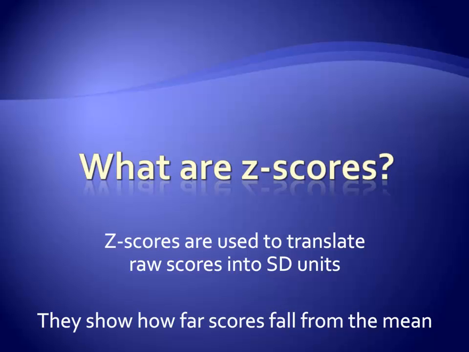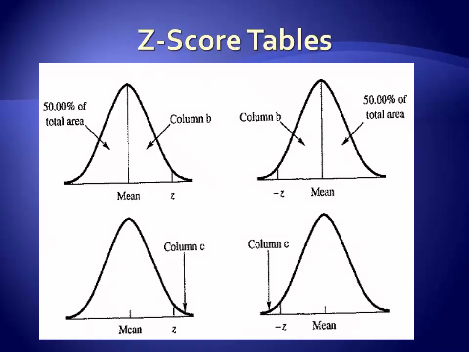Z-scores help us translate raw scores into standard deviation units. Several years ago, a group of statisticians determined the percentages that fell under the curve of the normal distribution at each point on the x-axis. This information is recorded in the z-score tables. Z-score tables are very popular and can be found in the back of any statistics textbook.